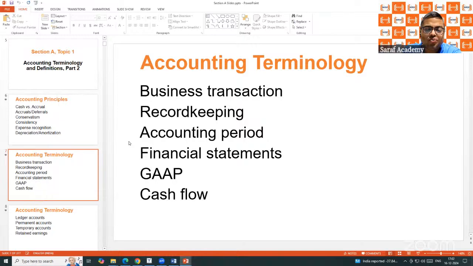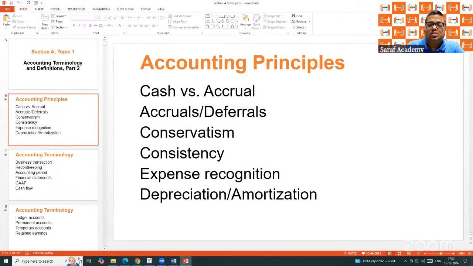Before going forward, these basic accounting concepts: cash versus accrual, accruals versus deferrals, conservatism, consistency, expense recognition, depreciation, amortization. There are many other terminologies also generally. Cash means money received, money paid. Accrual means the transaction, the thing relates to the current period, but the payment is not received or paid.